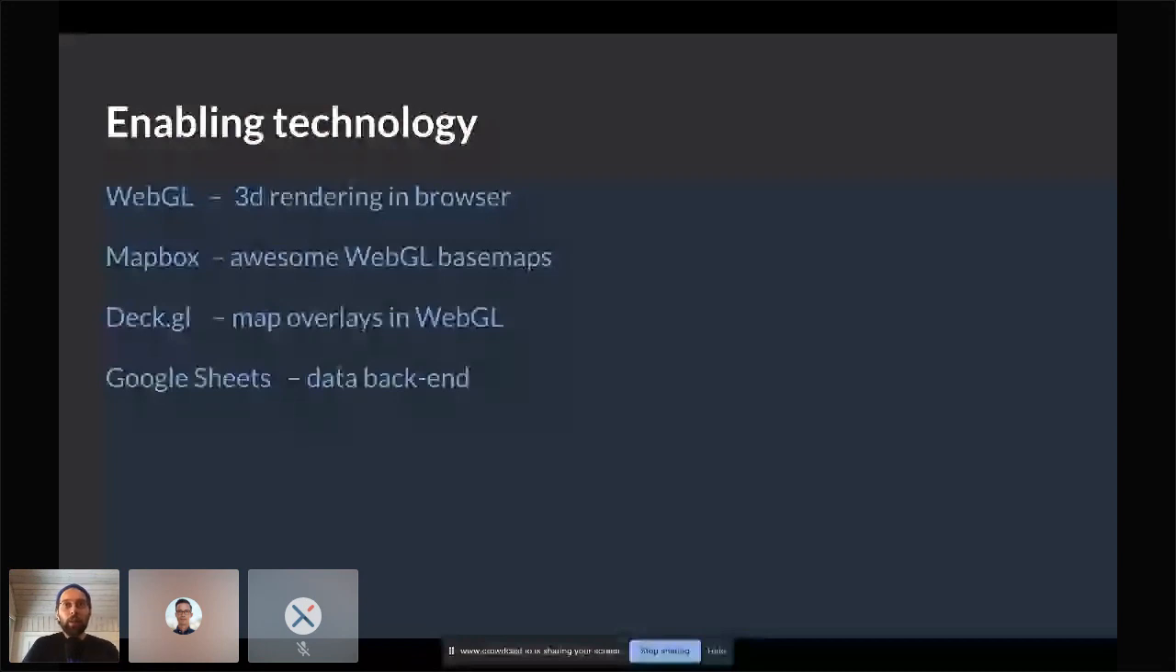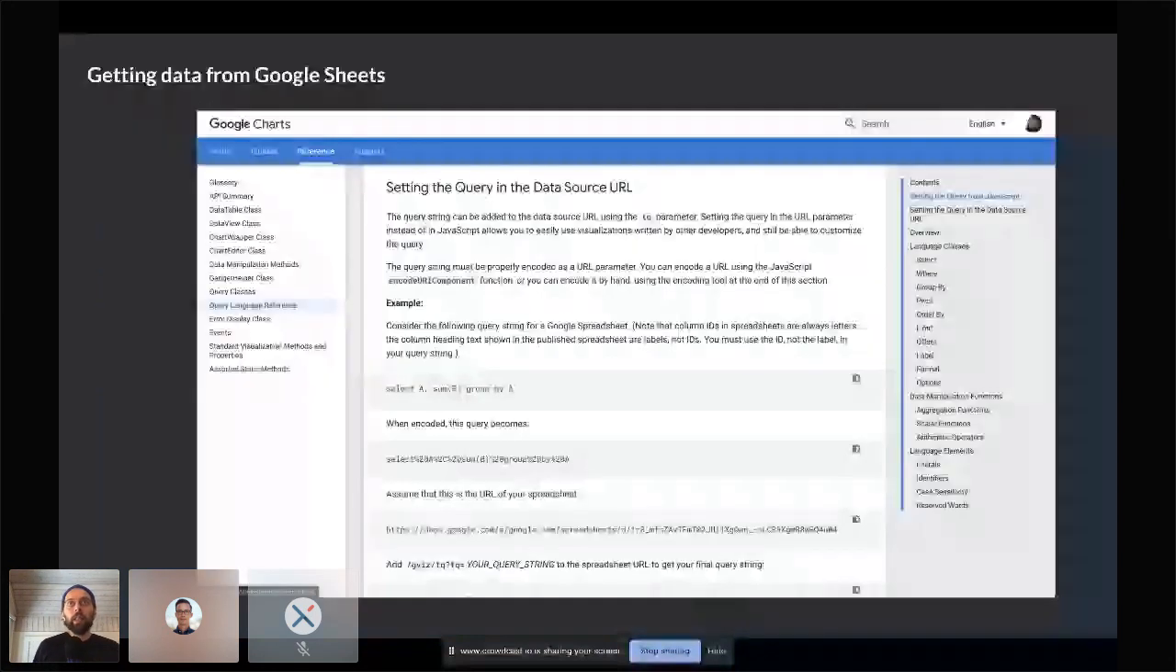Google Sheets, it's a data backend. Flowmap.blue doesn't have any backend. It doesn't have any database where it stores the data. Data is loaded directly from Google Sheets. It saved me a lot of effort implementing it. And for Google Sheets, there is this Google Charts API, which allows you to fetch data from a Google Sheet, which is really easy to use. You need to specify a URL, pass the ID of your spreadsheet in it, and then you can get the data. You can even run SQL queries on it to group or filter the data, but it's not necessary.